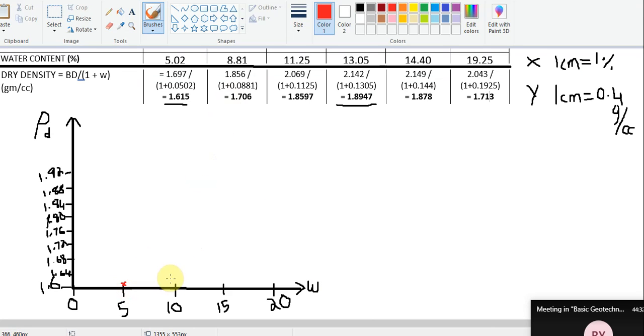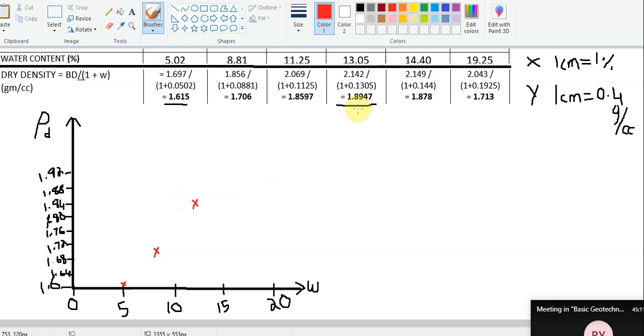Next, for 8.81, 8.81 comes somewhere here, and 1.70 comes here. So we can mark a point here. Next, 11.25. So 11.25 is here, and 1.859, approximately 1.86. So 1.86 is here. So this is my point.